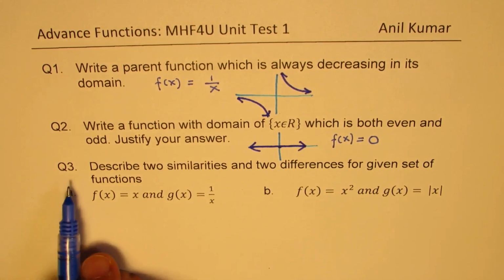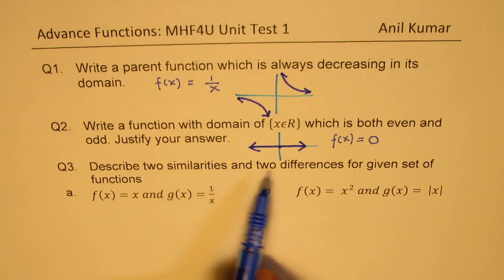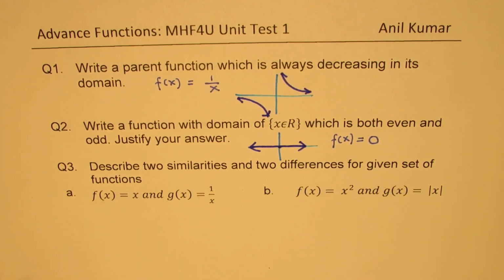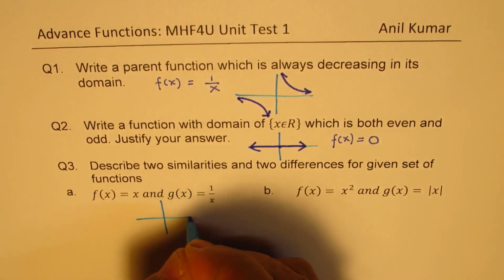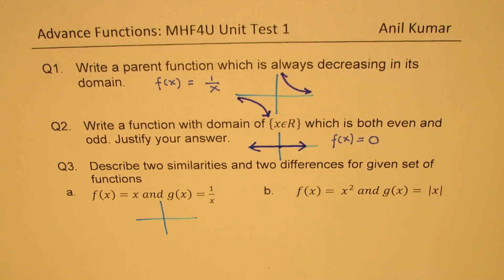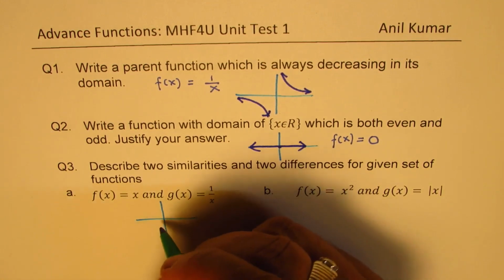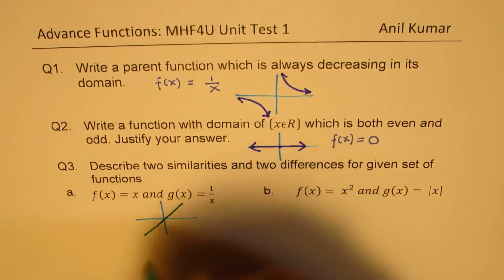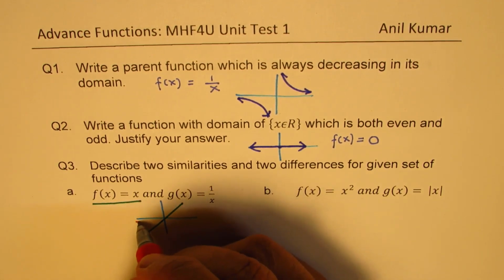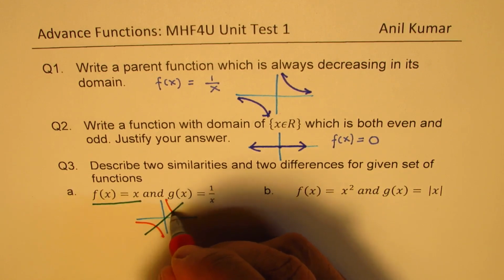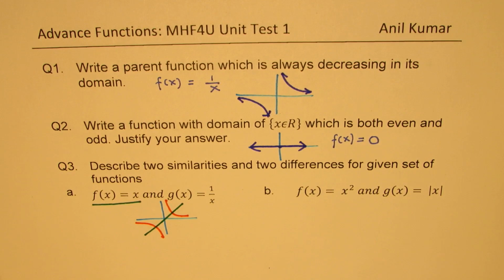Perfect. Question number 3. Describe two similarities and two differences for the given set of functions. So when we're talking about a line and 1 over x, what could be two similarities and two differences? Let me just sketch a function in short here. So these are two functions, f of x equals x, which is the straight line, correct? So that is your function f of x equals x, and the other function is 1 over x, which we have already drawn, but let me draw it here once again just to show you the differences, right? So these are the two functions we're talking about.